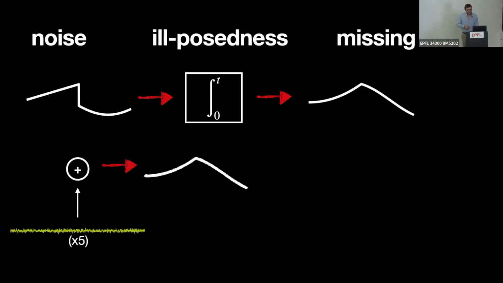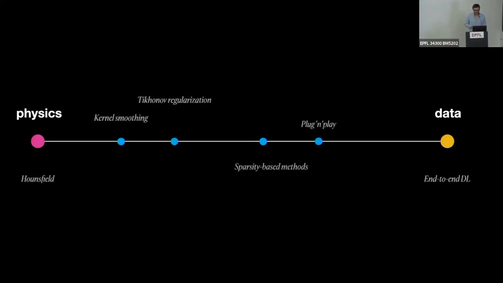Now, of course, if you want to go back to the original thing, you're supposed to differentiate it. But there's always noise. So even if you add a tiny amount of noise to this, when you differentiate the result, you're just going to get junk.